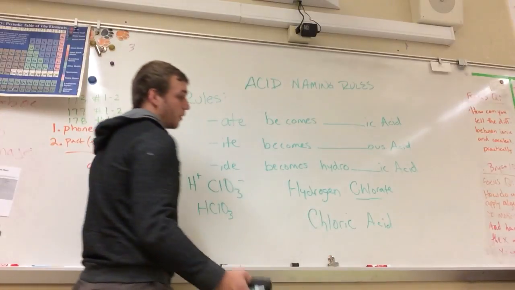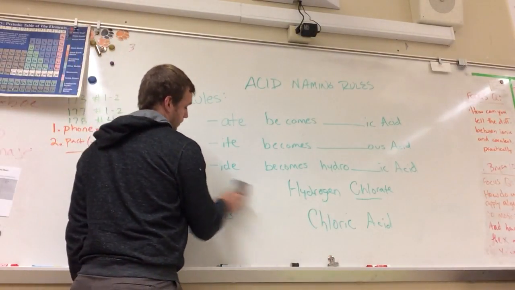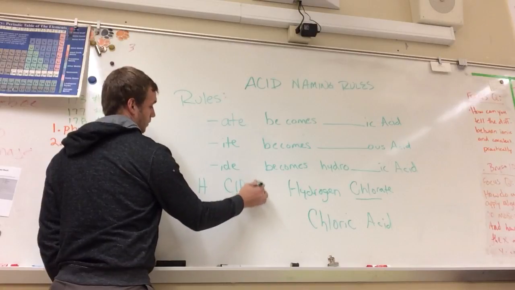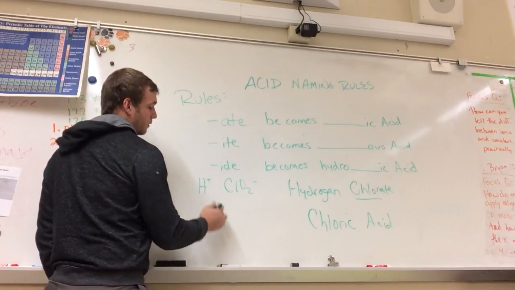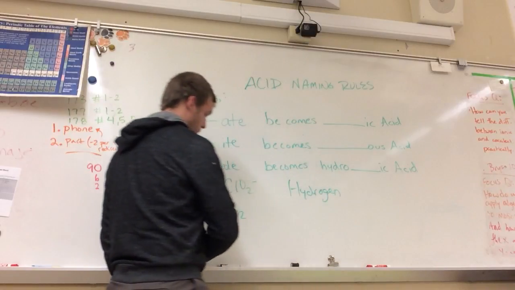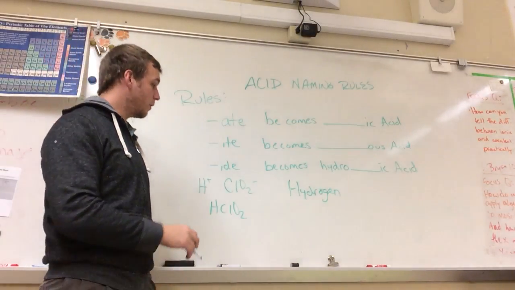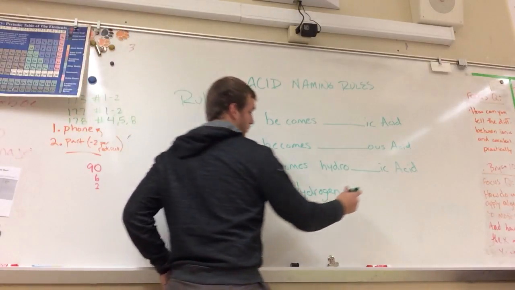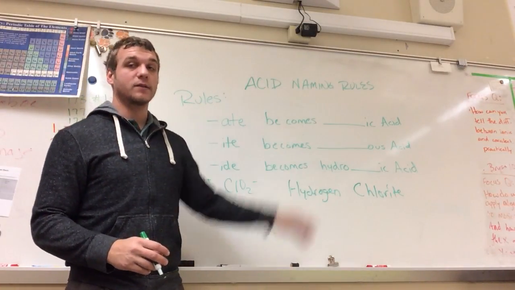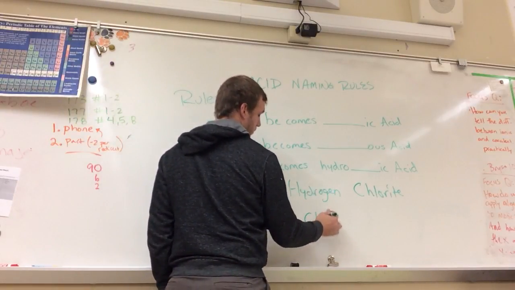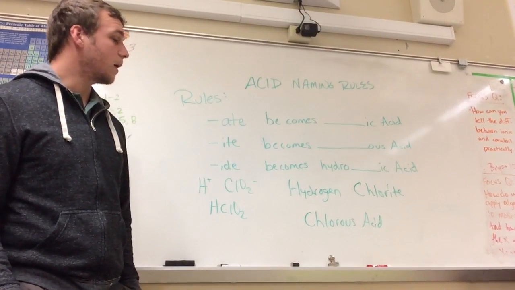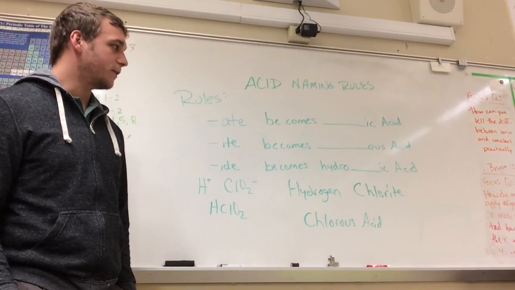So, for argument's sake, let's try an ite and see what happens. When you crisscross, one-to-one ratio again. This is your hydrogen chlorite. So, ites become blankous acid. So, chlorous acid. And that's it. Not too bad. We're going to try just one more and see what we get.